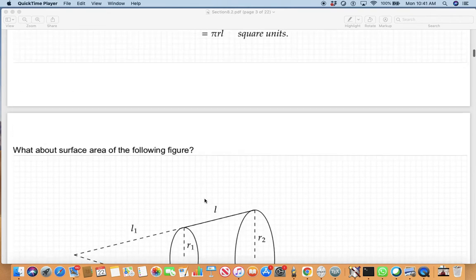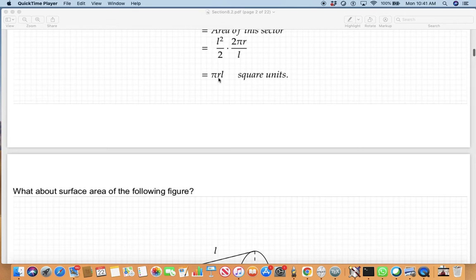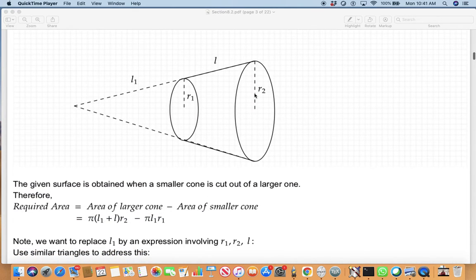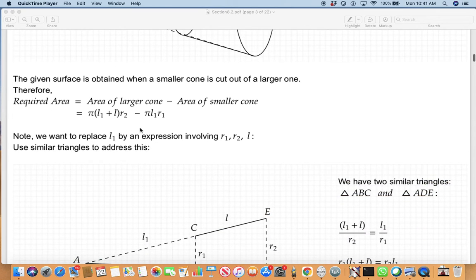Well, we just saw the surface area of a cone is pi times base radius times length. Well, the larger cone has base radius R2 and length L1 plus L. The smaller cone has base radius R1 and side length L1. Okay, so the area of the larger cone minus the area of the smaller cone. But we don't want L1, we want to replace L1 by an expression involving R1, R2 and L.